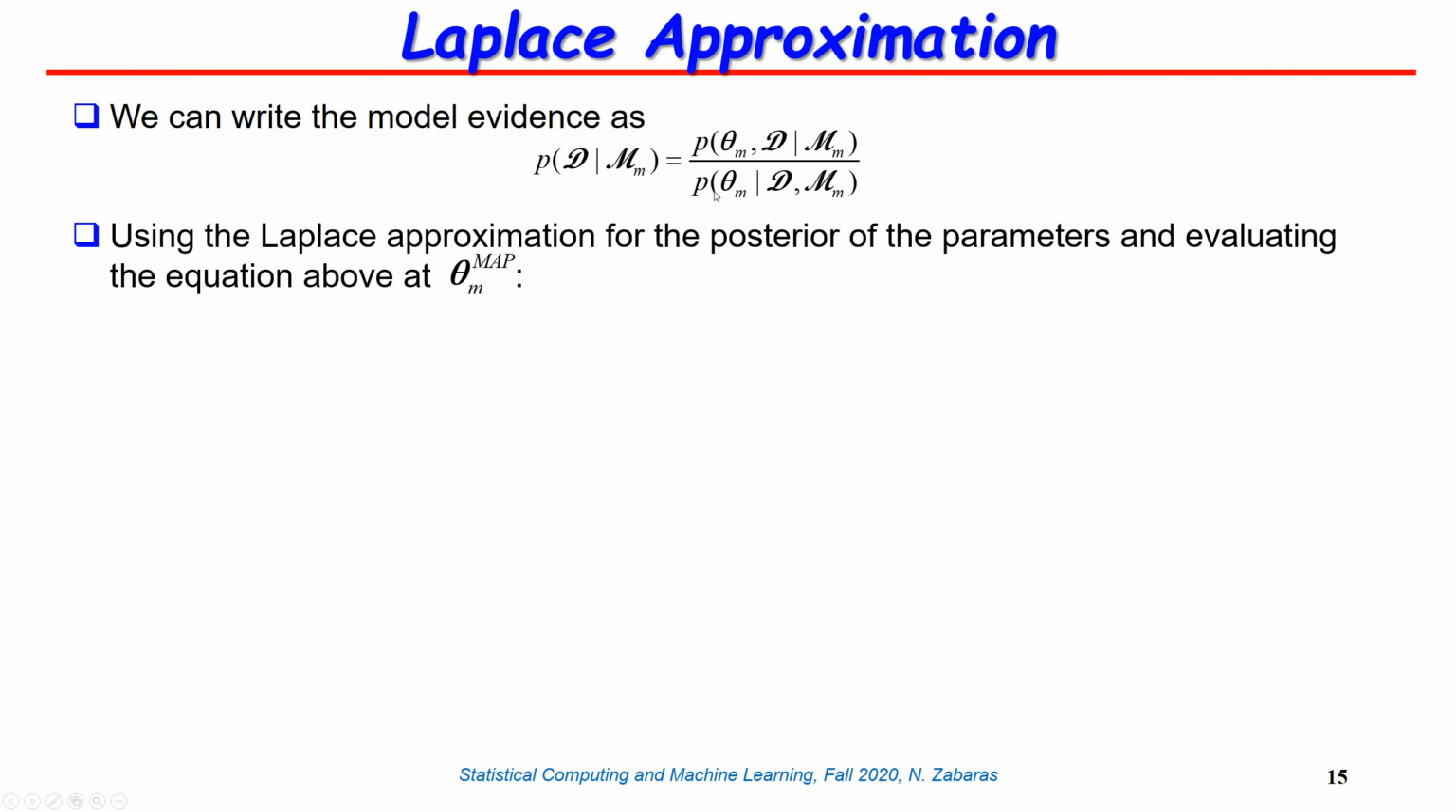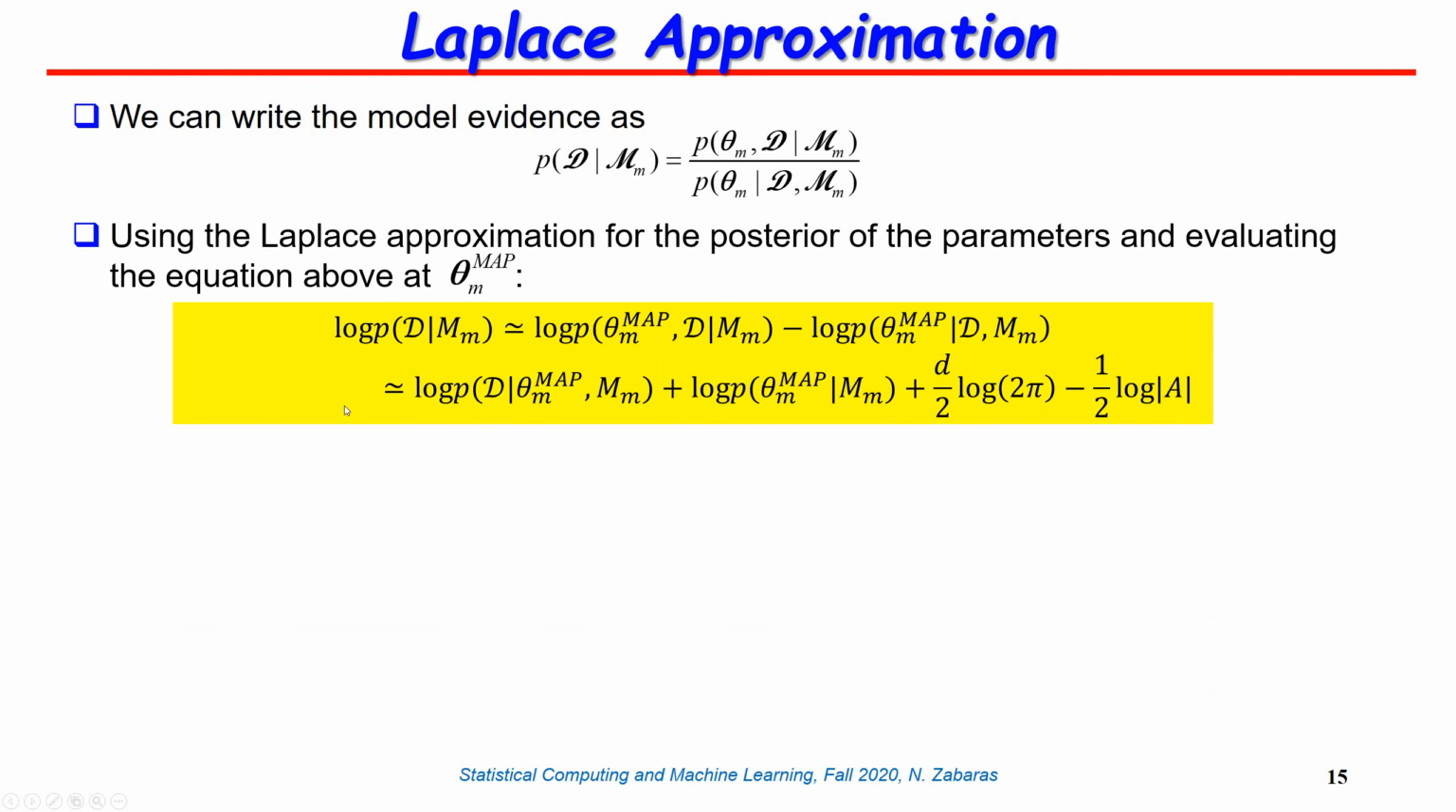The likelihood times the prior divided by the posterior. So if you take logs on both sides, and you write this joint distribution of theta and d as the log of the likelihood and the log of the prior, computed at theta MAP, this is what I have. And then in the denominator, you're going to have minus the log of the posterior.